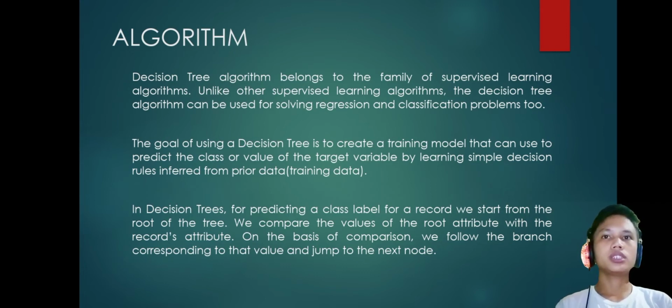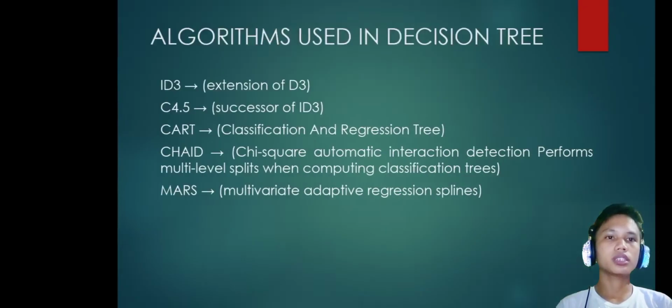The goal of using a decision tree is to create a training model that can be used to predict the class or value of the target variable by learning simple decision rules inferred from prior data or training data. Also, in decision trees, for predicting a class label for a record, we start from the root of the tree. We compare the value of the root attribute with the record's attribute. On the basis of comparison, we follow the branch corresponding to that value and jump to the next node.